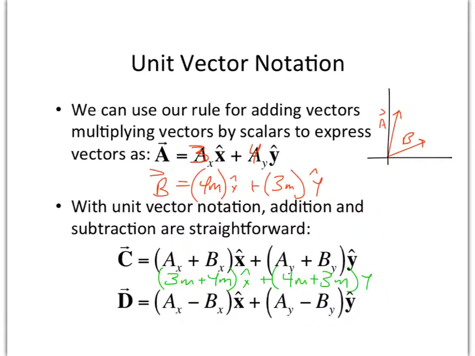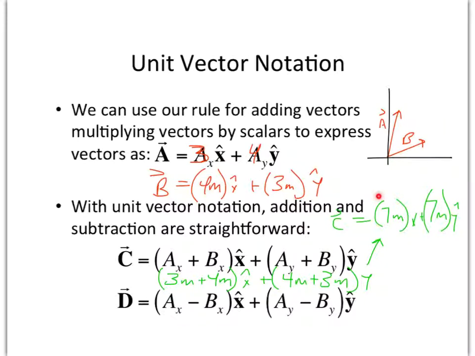Okay, what does that simplify to? I'm going to write it up here. That's going to be simply 7 meters x hat and 7 meters y hat. Right? That's vector C right there. And that's the sum of those two vectors, vector A and vector B, because we added together the x's and we added together the y's. And then we just write them in that notation right there.